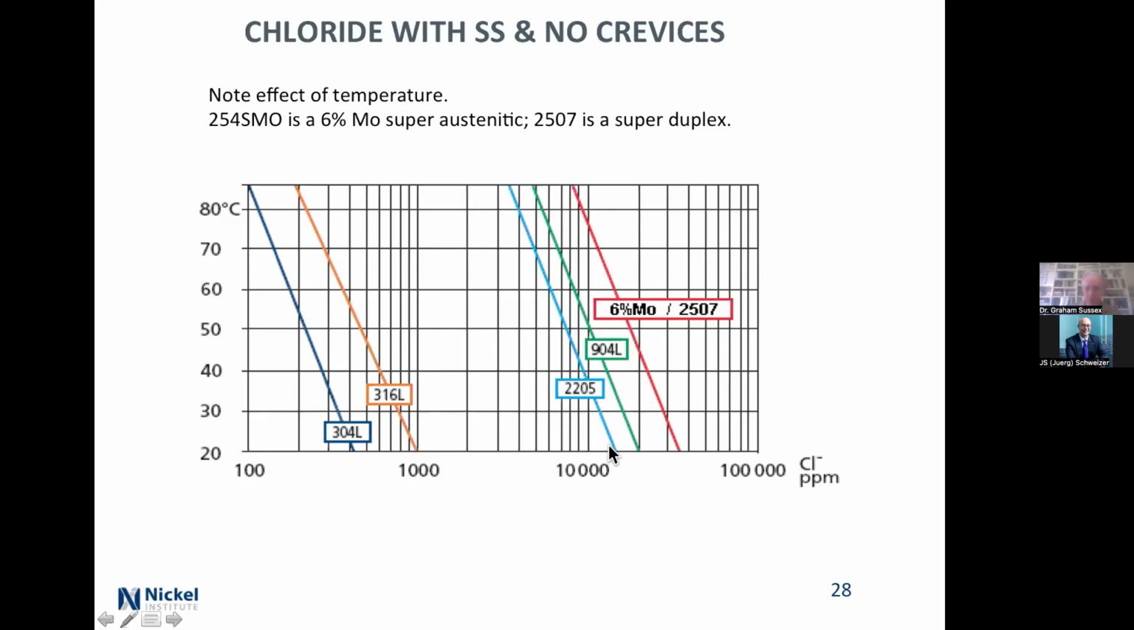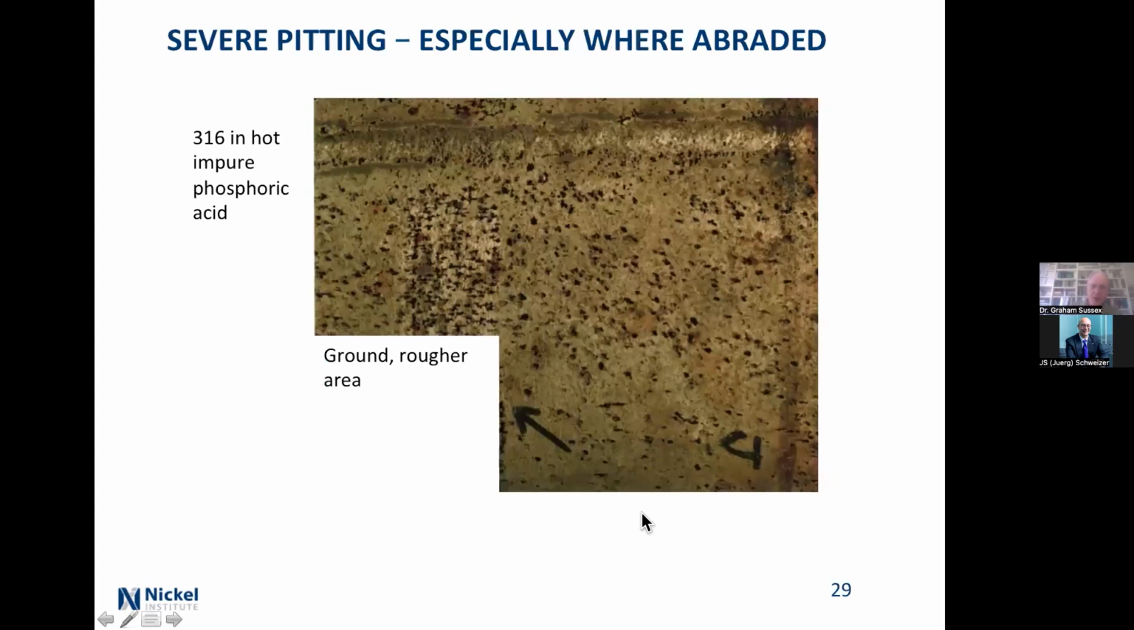2205, 904L, that's another austenitic, so duplex, austenitic, and both duplex and austenitic, the 6 moly and the 2507 duplex. And where's seawater? Seawater is about 20,000 parts per million. So in theory, 904L will work, but you'll see in a minute that it won't work if you've got crevices. If you've got higher pH, so if it's alkaline, all these curves move across to the right. This is the other thing that happens.